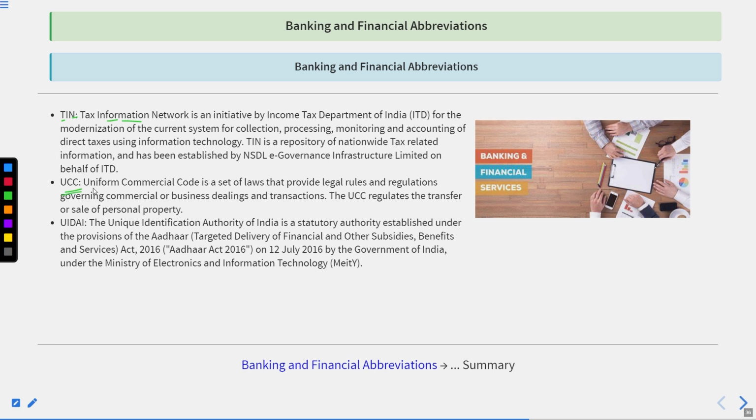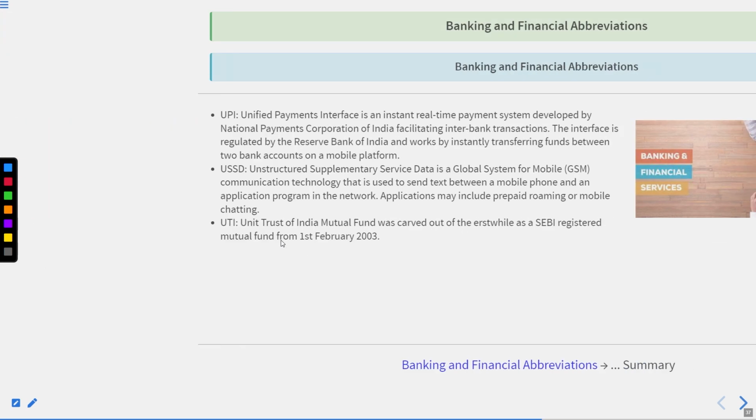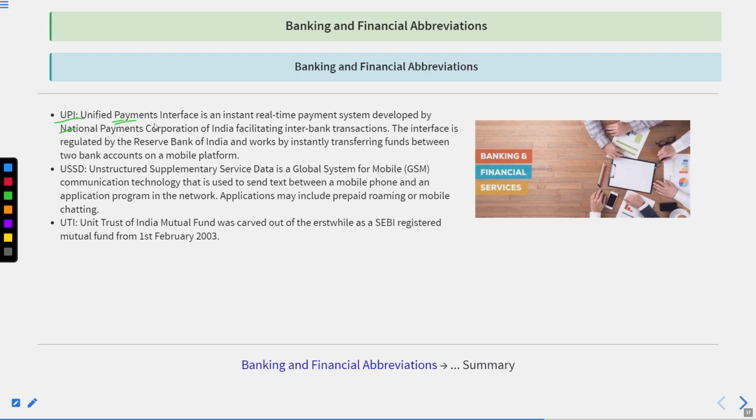The UCC, Uniform Commercial Code, is a set of laws that provides legal rules and regulations governing commercial or business dealings and transactions, and regulates the transfer or sale of personal property. UIDAI, Unique Identification Authority of India, is the statutory authority that establishes the provision of Aadhaar, and it comes under the Ministry of Electronics and Information Technology. UPI, Unified Payments Interface, works under the NPCI and is used to instantly transfer funds between two bank accounts using a mobile platform.